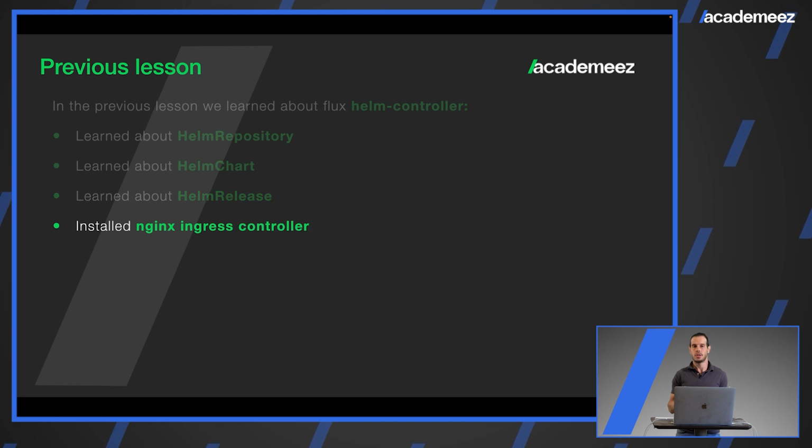And we use this knowledge of Helm repository, Helm chart, Helm release to install something that we need in almost every cluster that we're going to manage: an ingress controller. In this course, we focused on the most popular ingress controller, which is the Nginx ingress controller. So we used the Helm repository, Helm chart, Helm release to install the Nginx ingress controller. And this was in the previous lesson.